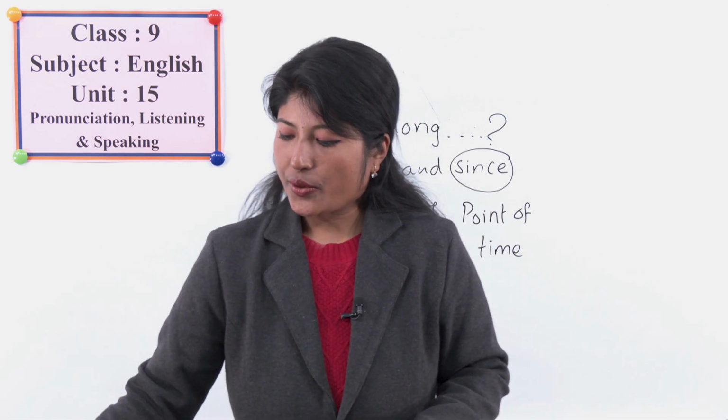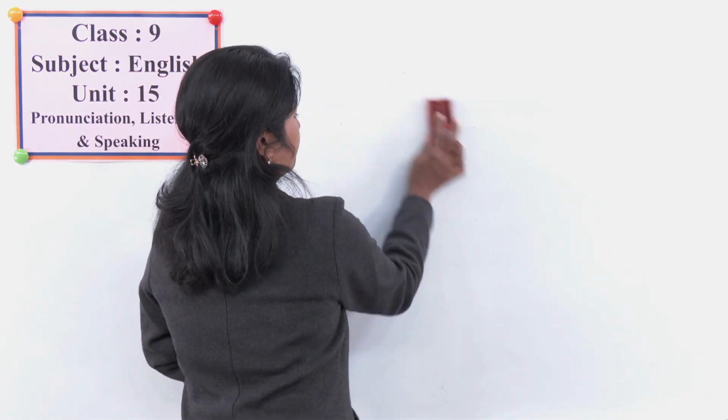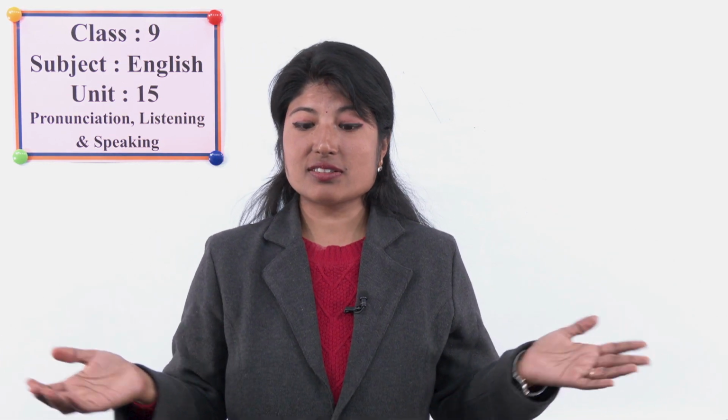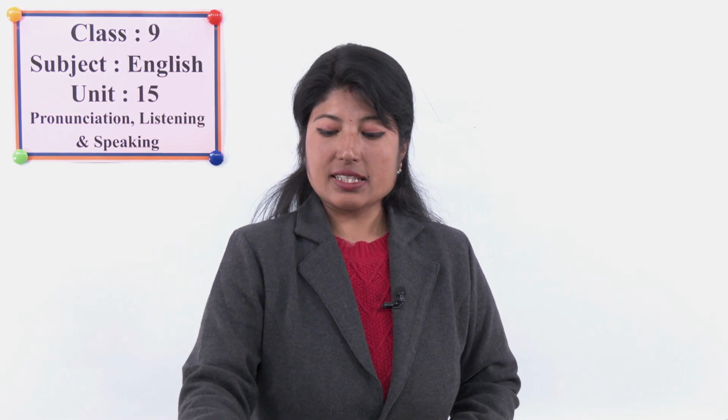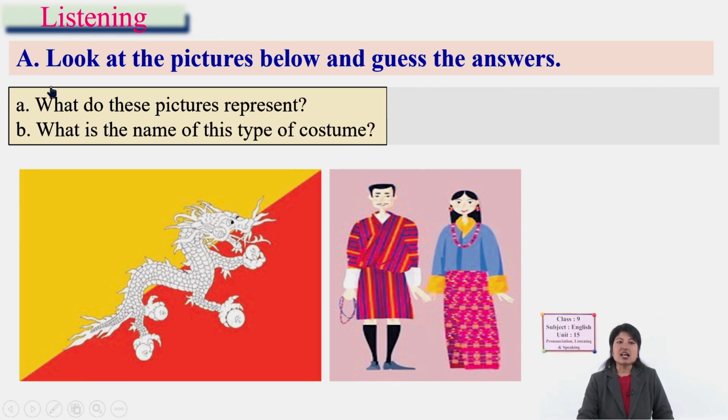Okay, now clean this up. We are in the listening session. What is there in the listening session? Check it out. Look at the pictures below and guess the answers. What do these pictures represent? Two pictures are here. What do these pictures represent? Number B, what is the name of this type of costume?